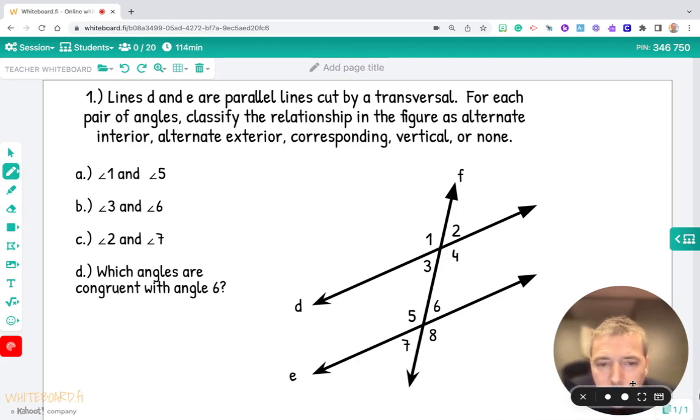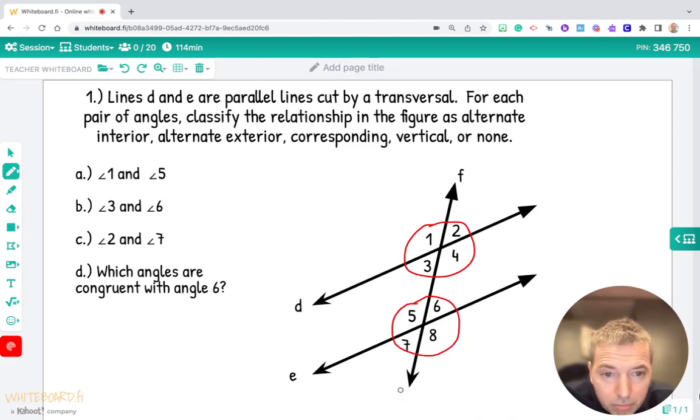So we have two lines, D and E, they're parallel, and this line F that cuts them is called the transversal. So when it does that, it creates 8 angles. You can see at the top I have 4 angles, and at the bottom I have 4 angles. So when that line cuts it, there's 8 angles that it creates.